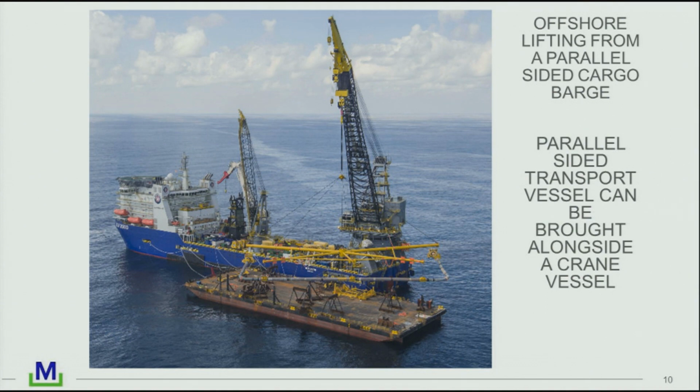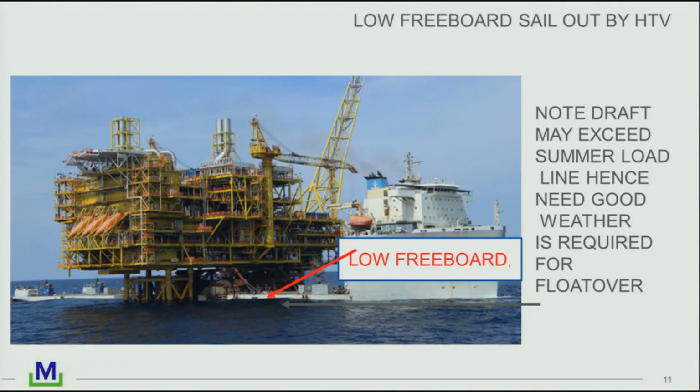Most of our cargo barges and heavy transport vessels are parallel sided so that they can get alongside crane vessels easily, such as this. We tend to operate our offshore installation transport vessels sometimes at very deep drafts, way beyond the load line. So this is a heavy transport vessel designed to carry float-on, float-off cargoes, but in this case it's a float-over of a topsides onto a jacket. And then in order to extract the heavy transport vessel, it's ballasted down till there's only 1 metre of freeboard.